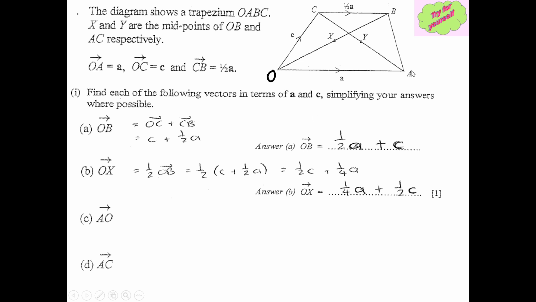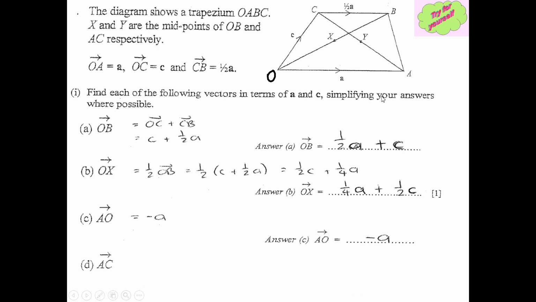AO. Aha. Going from A to O, that's a pretty easy one. You can just look at that one. Is the answer a? No, it's not. It's going in the opposite direction. It's going against a. So it's negative a. So AO is like the negative of OA. OA is just little a. So AO must be the negative of that. So it's negative little a. Negative is not in bold, but the a is in bold, because the negative is like the scalar quantity, negative 1, scalar multiple.